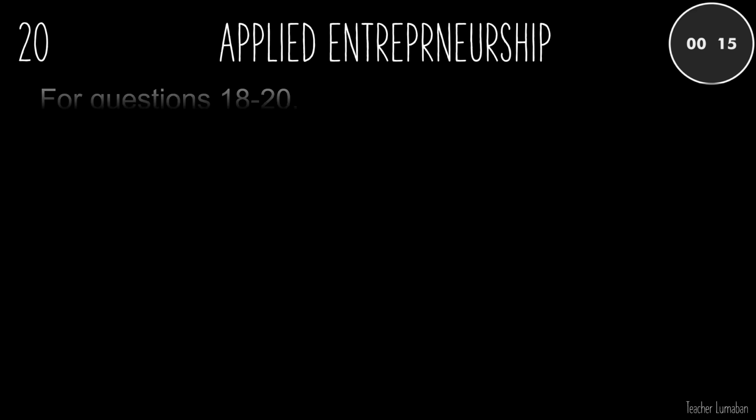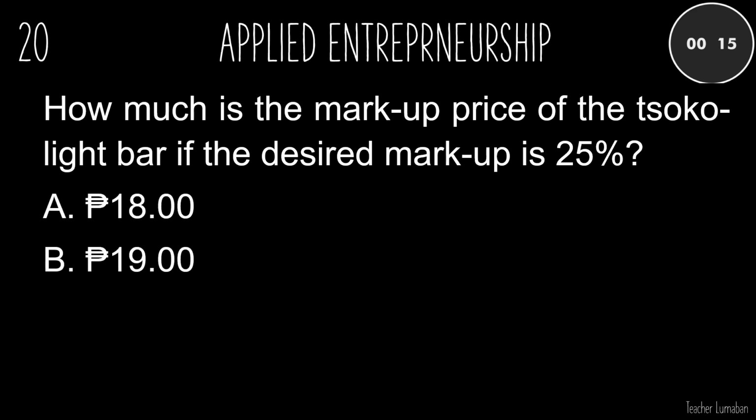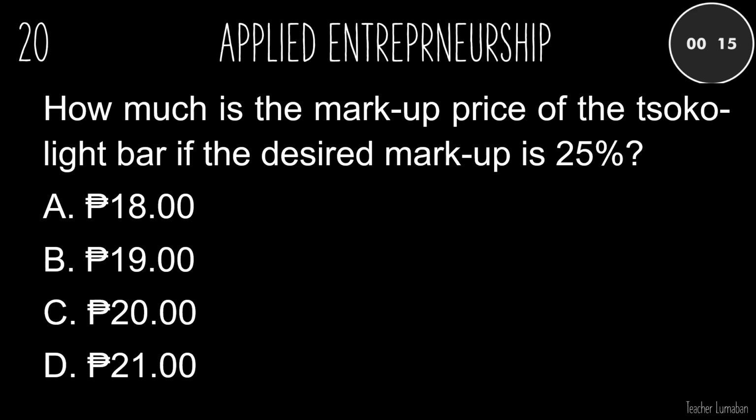The ARL company desired a 21% markup. How much is the markup price of the Xocolite bar if the desired markup is 25%? A. 18.00 pesos. B. 19.00 pesos. C. 20.00 pesos. D. 21.00 pesos.